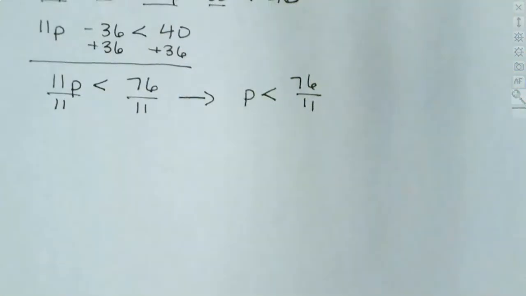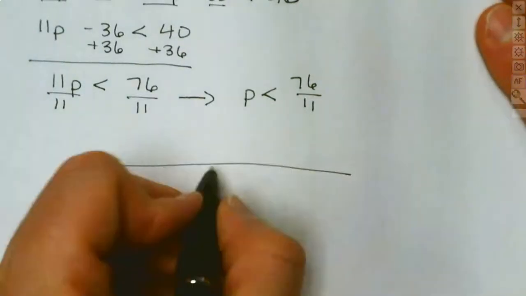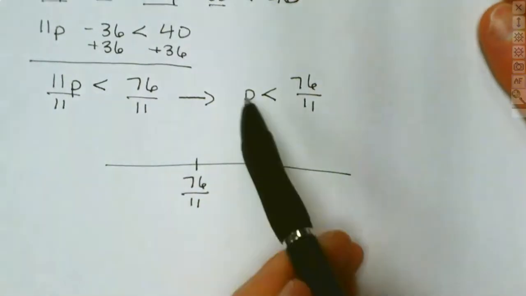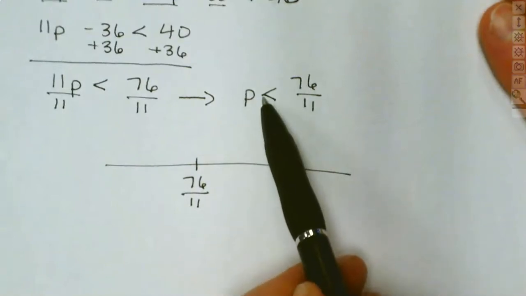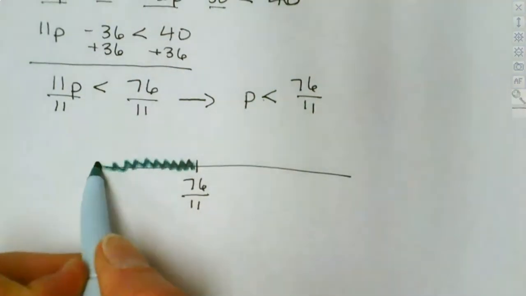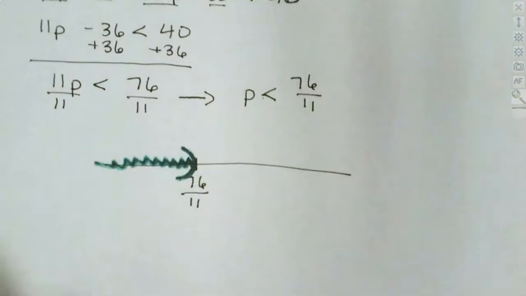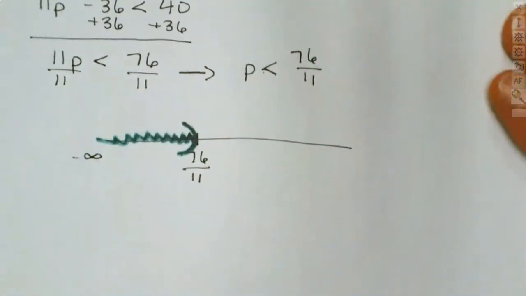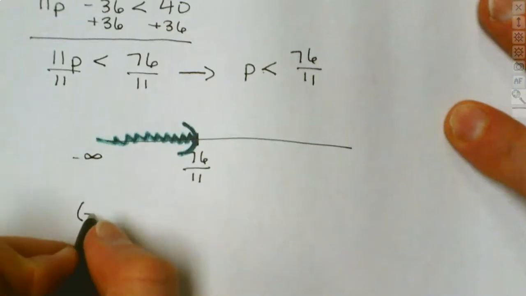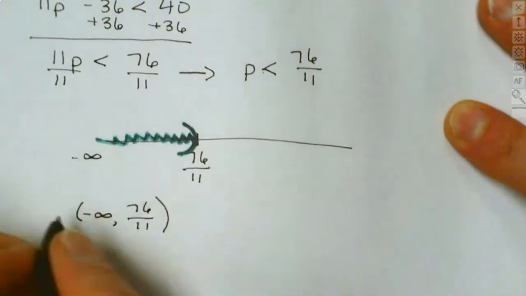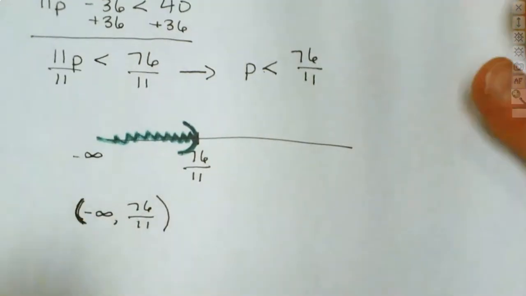Okay, so we got to this point. We still need to graph it. So here is the 76 over 11. Which way is it pointing? It's pointing to the left, so that's where we shade. We need a set of parentheses here. If it goes back to the left, that's going back to negative infinity. So now in terms of interval notation, it looks like negative infinity to 76 over 11. And both of these get parentheses.